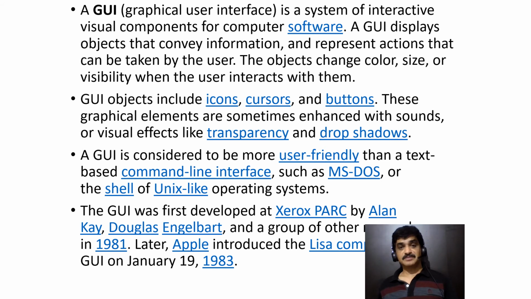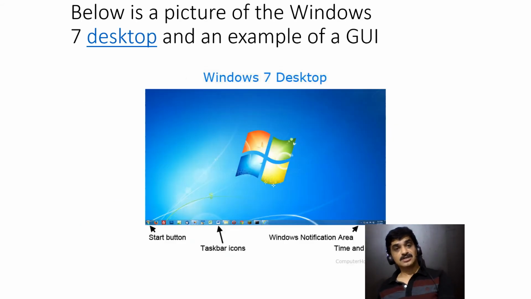These graphical elements are sometimes enhanced with sounds or visual effects. Sounds means, if you press on an icon, sometimes it gives you a sound, right? See, this is the best example of a GUI. This is the Windows 7 desktop. You find the start button at the bottom left. If you press here, you will find all the programs up to the control panel.